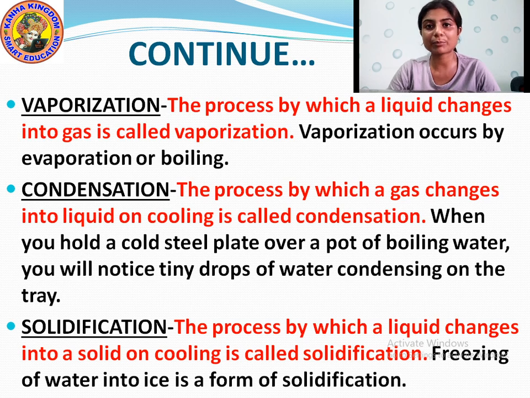Vaporization is the increase of temperature. In vaporization the temperature increases, and in condensation the temperature decreases. That means there is less temperature. The process by which a gas changes into liquid on cooling is called condensation. On cooling means the temperature is decreased. Here the temperature is not increased. It is coming down. Cooling, that means, is called condensation.